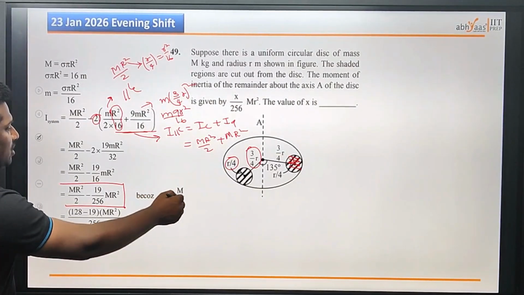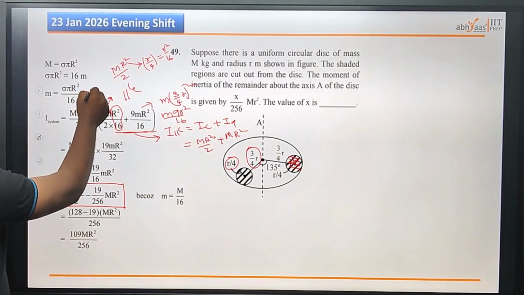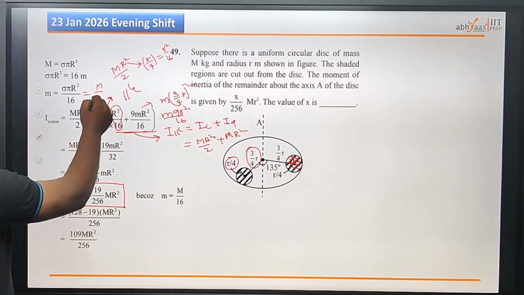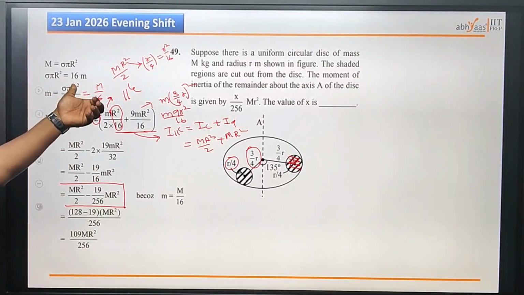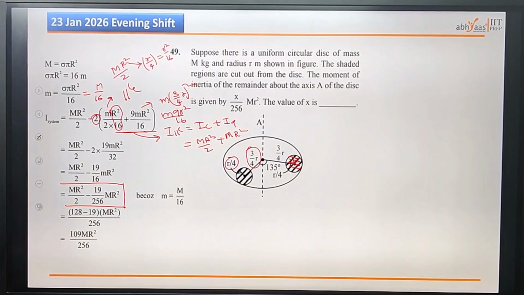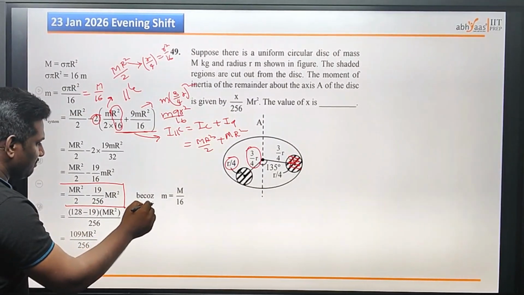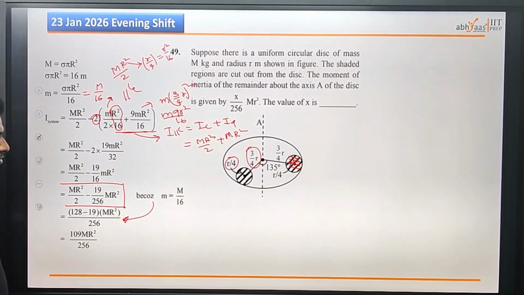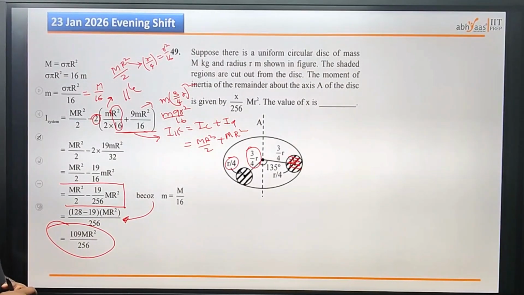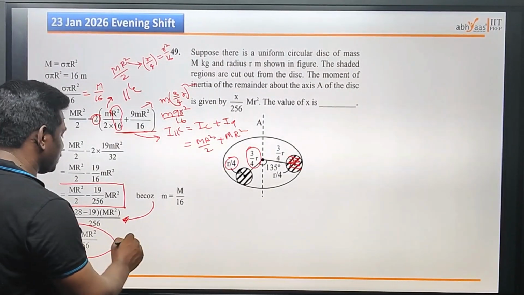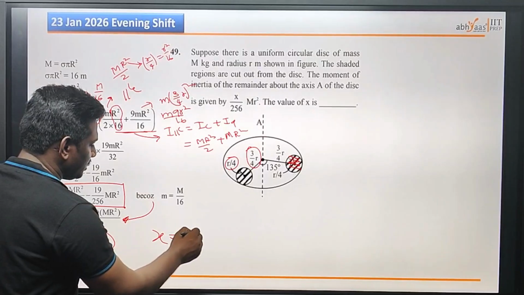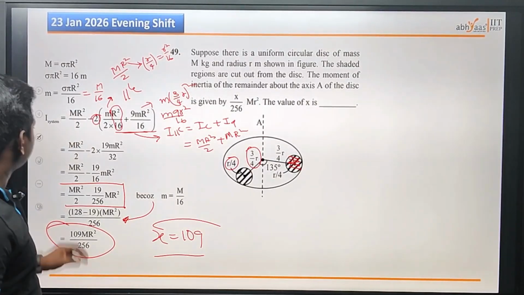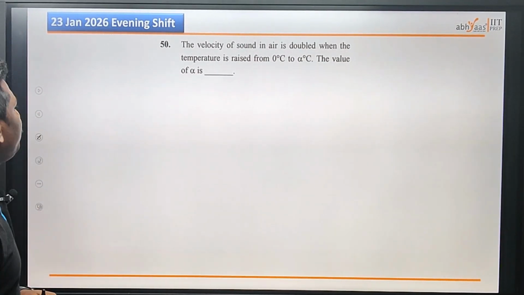So we know that small m equals capital M by 16, we have discussed here, that is capital M by 16. Substitute this small m. You will get this equation. After solving, 109 MR square by 256, your x value is nothing but 109. So next question, see here, question number 50.